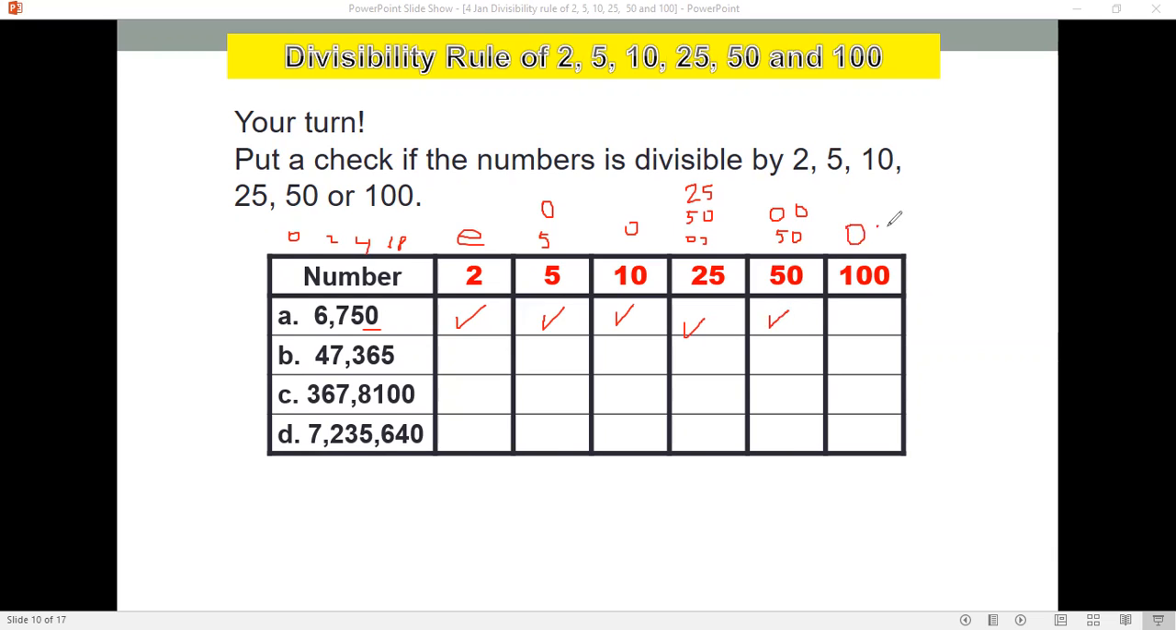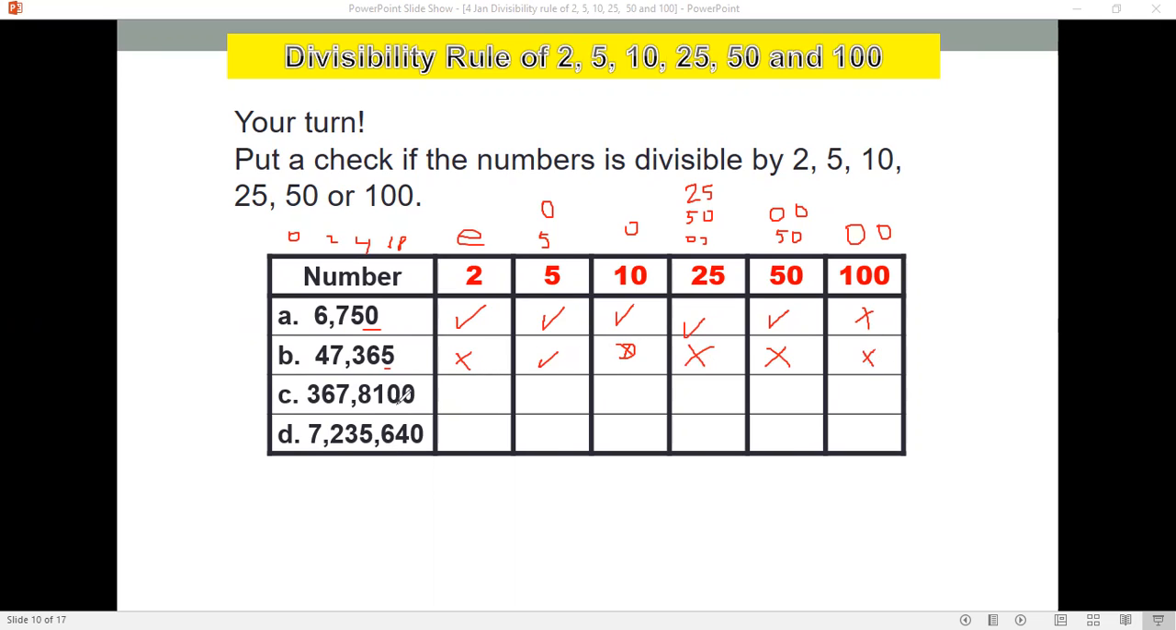And divisible by 100 ends with 00, and it ends with 0. No, so this is X. Let's move to the next example. Is it even? It ends with 5, so it's not. Is it divisible by 5? It ends with 5, yes. Divisible by 10? It doesn't end with 0, so X. It doesn't end with 25, 50, or 00, so it is X. It doesn't end with 50 or 00, so it is X, and this is also X.